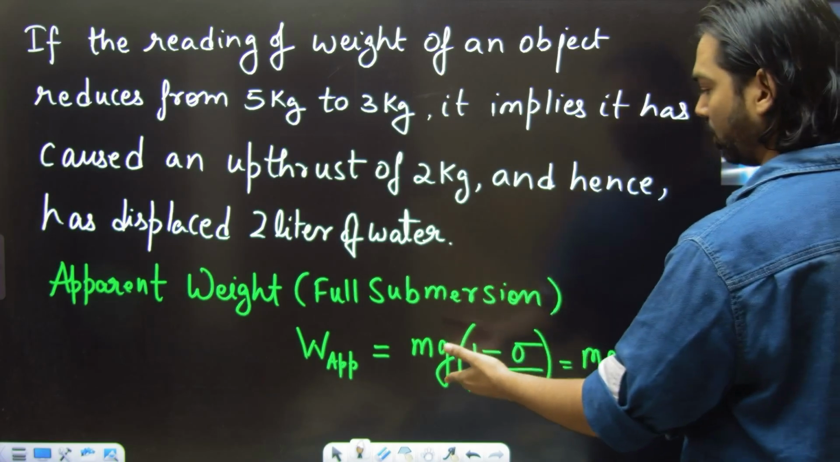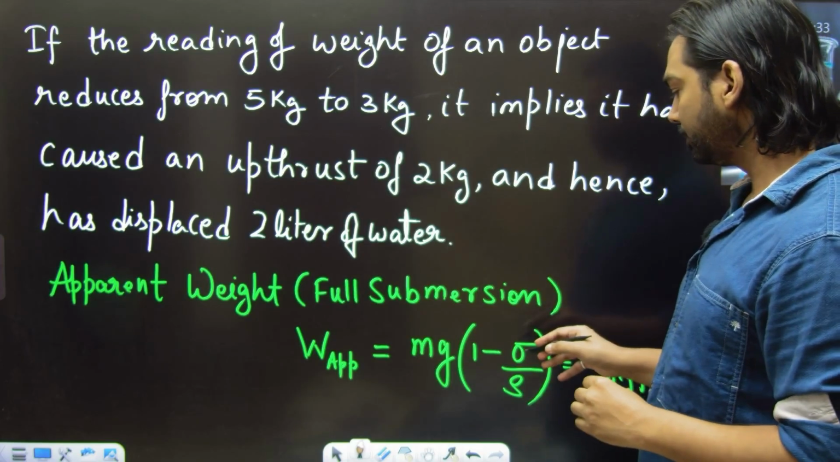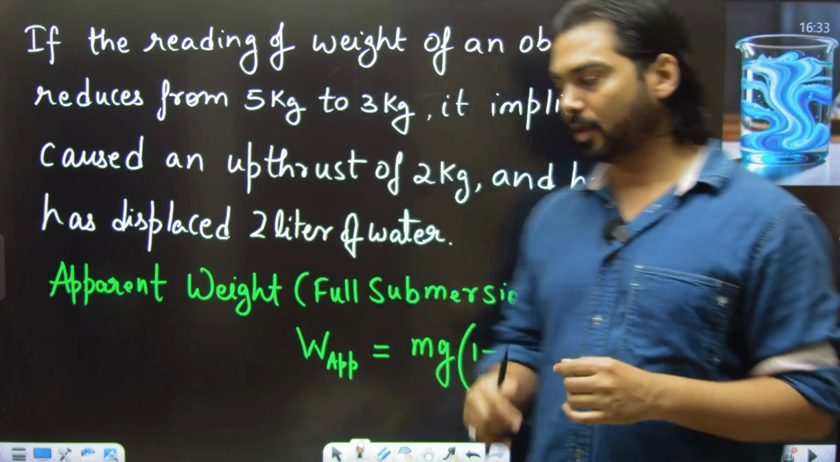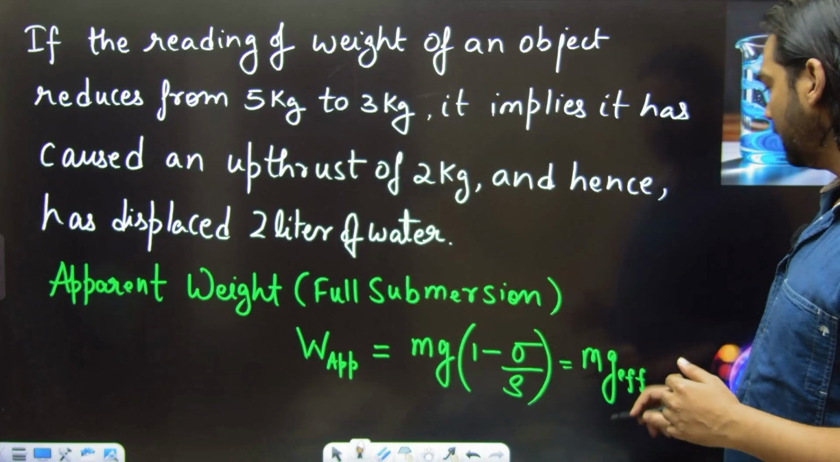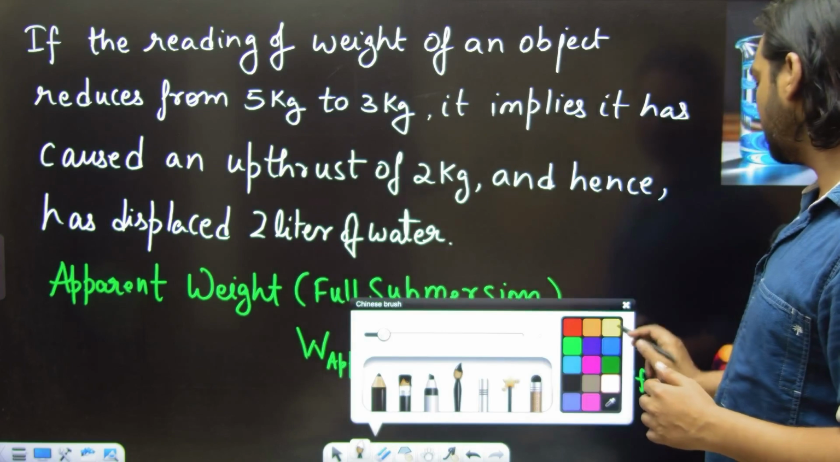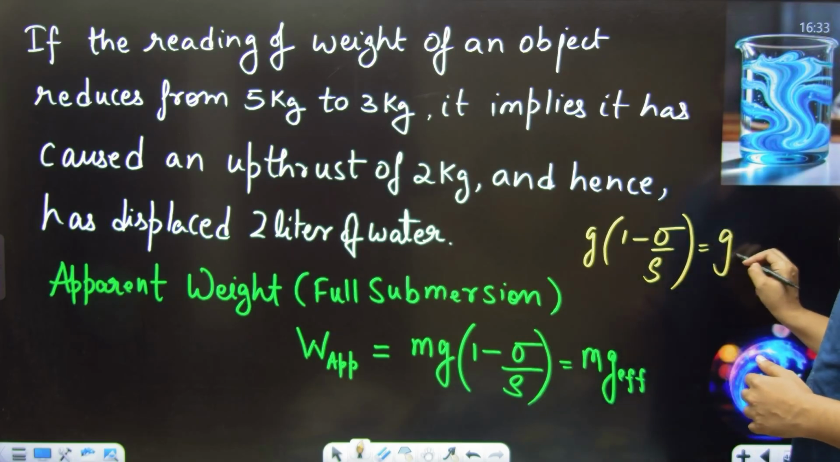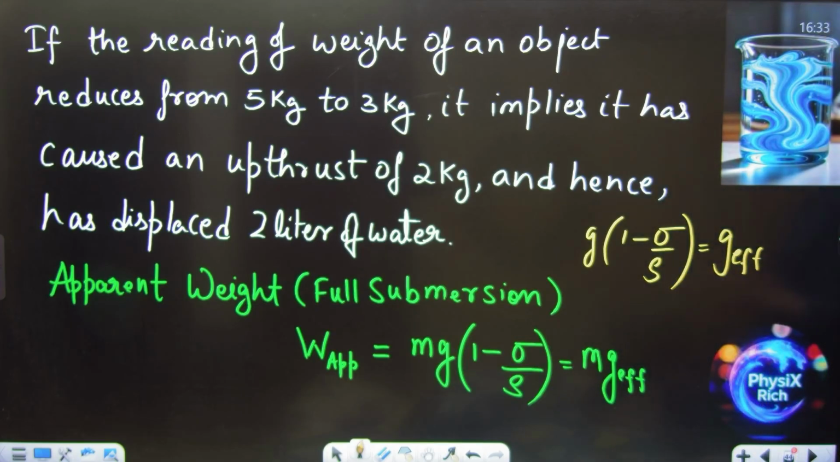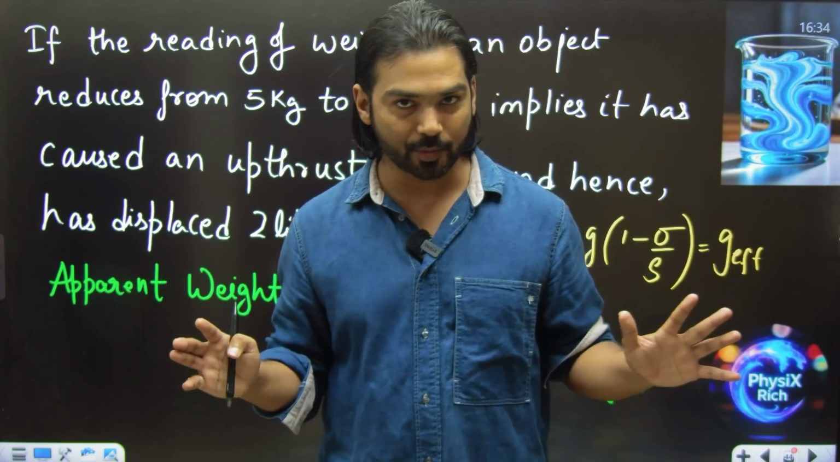So this is the formula that I would like you guys to remember. Apparent weight in case of full submersion is mg times (1 minus sigma by rho). Okay. Sigma is the density of the fluid. Rho is the density of the object itself. Now this (1 minus sigma by rho) times g can be written as g effective. Let me just write it over here. g times (1 minus sigma by rho) is g effective. Okay. And JEE loves this kind of thing. They just adore making you use g effective in all sorts of situations.